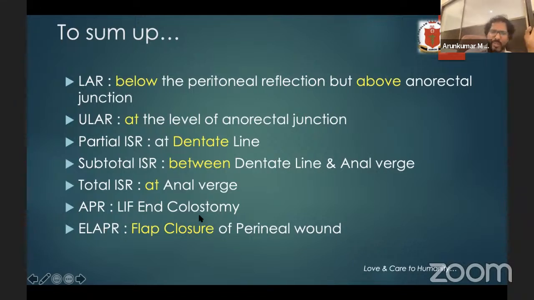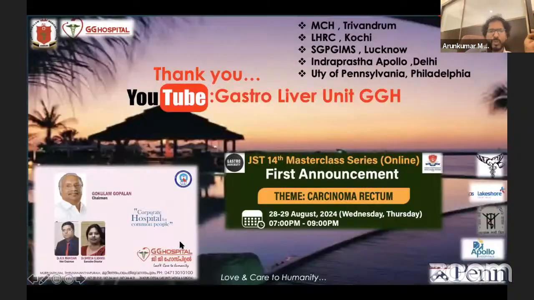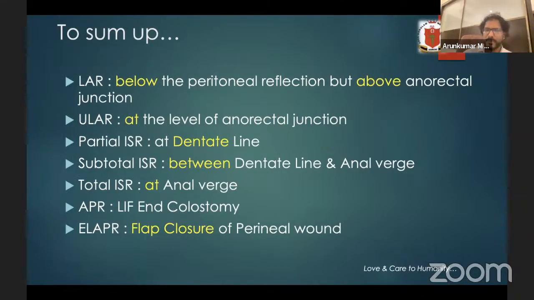APR will have an end colostomy in the left iliac fossa. Extralevator APR will have some amount of levator ani muscles removed on one side or either side, usually with a flat closure. Thank you so much, sir.